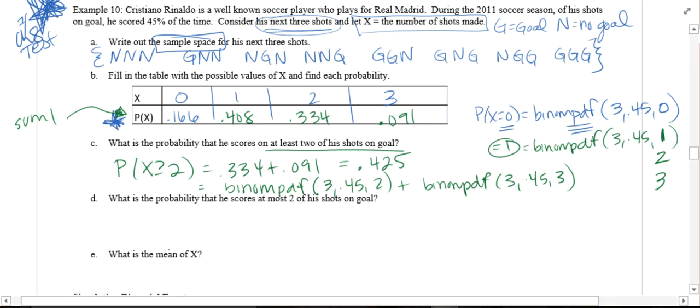Part B, probability he scores at most 2 of his goals. So that's x is less than or equal to 2.